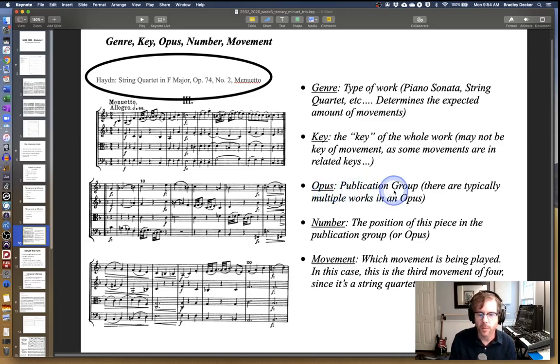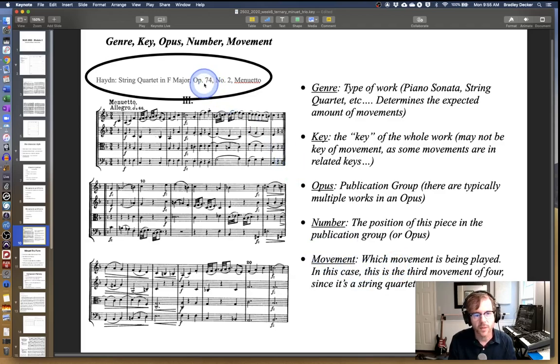So an opus is a publication group. So there's a bunch of multi-movement works in the opus. The number is the position of this piece in the publication group. And then the movement is the focused movement of that piece. So in this case, this is the third movement of a 4-movement piece because it's a string quartet.